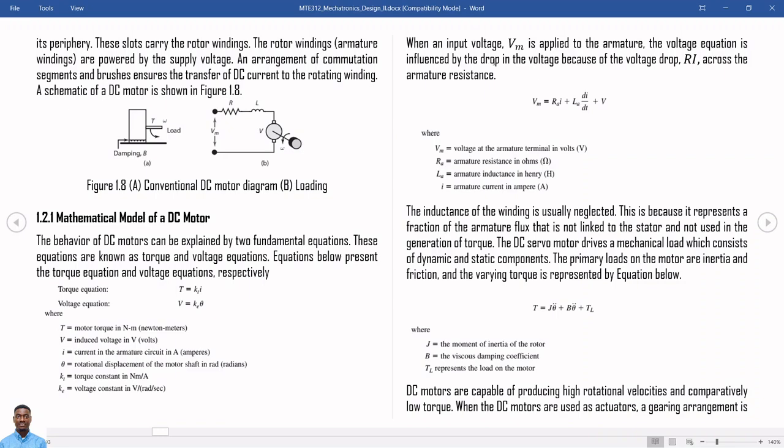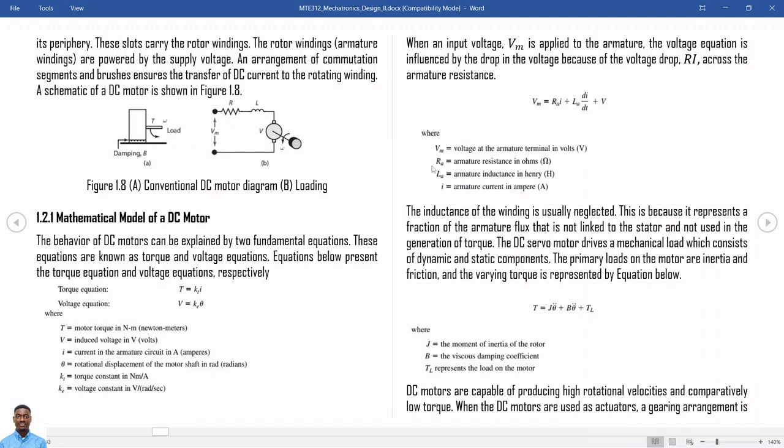So when an input voltage is applied, your VM is applied across the armature, while the voltage equation is influenced by the drop in the voltage across the RL circuit here. And you have this VM equals RA I plus LA di/dt plus V. So VM is the voltage applied to the armature terminal in volts, your RA is the armature resistance in ohms, your LA is the armature inductance in Henry, and your I is the armature current in amperes.